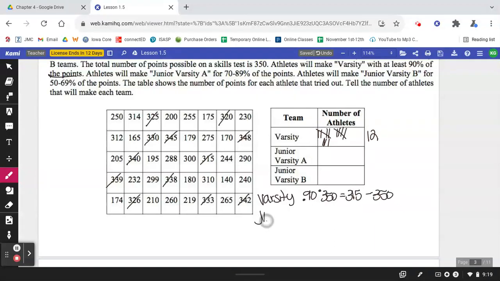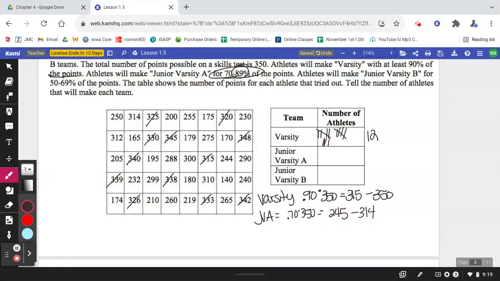Now for JVA, we need anywhere from 70 to 89%. So we're going to take 0.70 times 350, and that gives me 245. I don't have to do the 89 times 350 because I know that once they hit 315 points, they're on varsity. So I know that the top end of the range for JVA is 314. So I'm looking for 245 to 314.